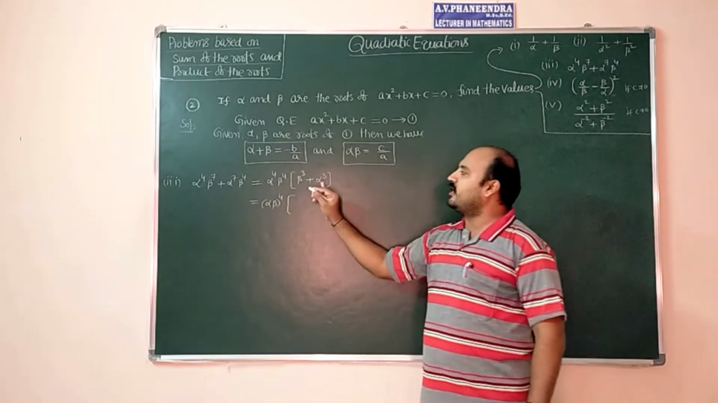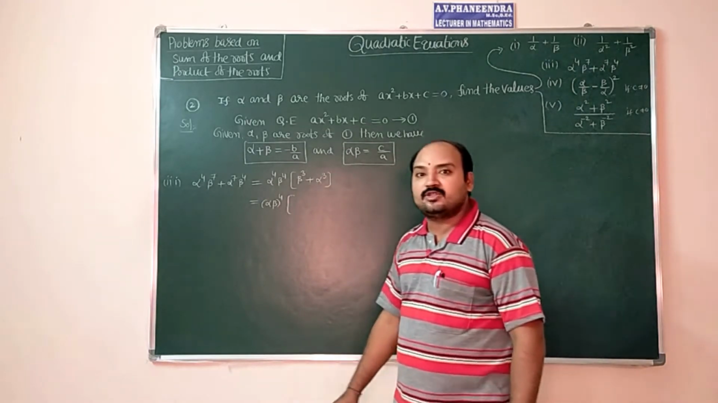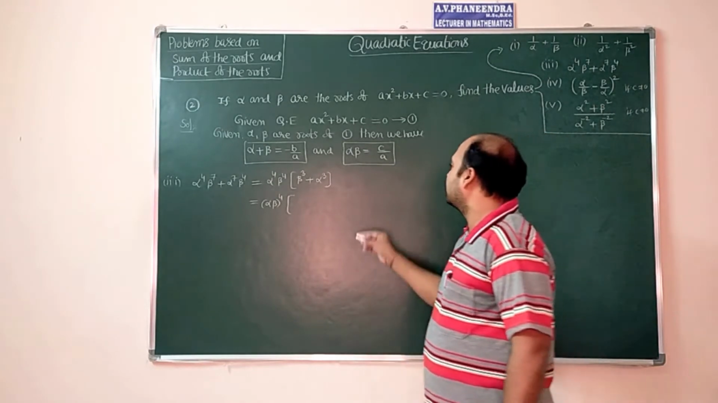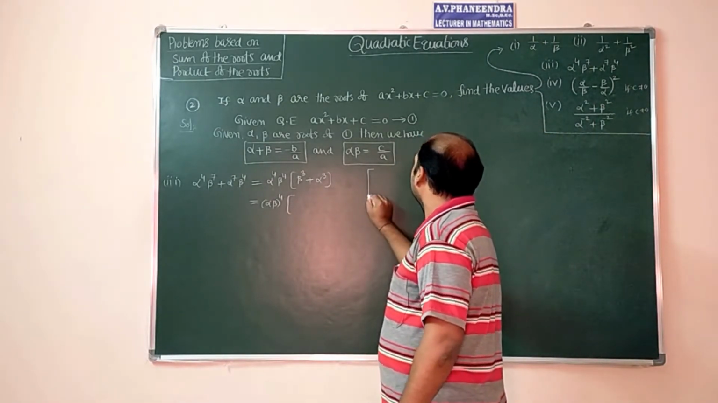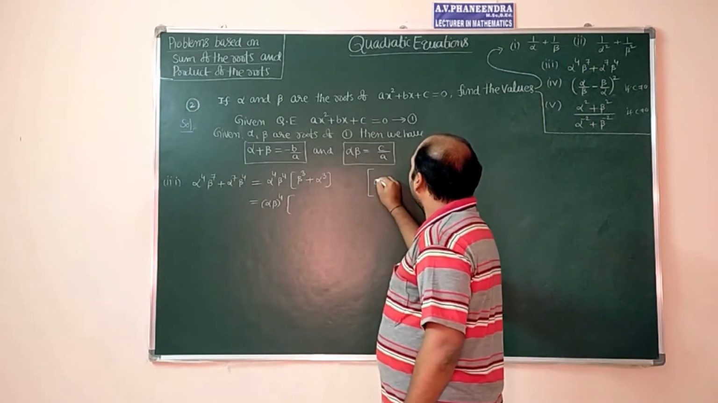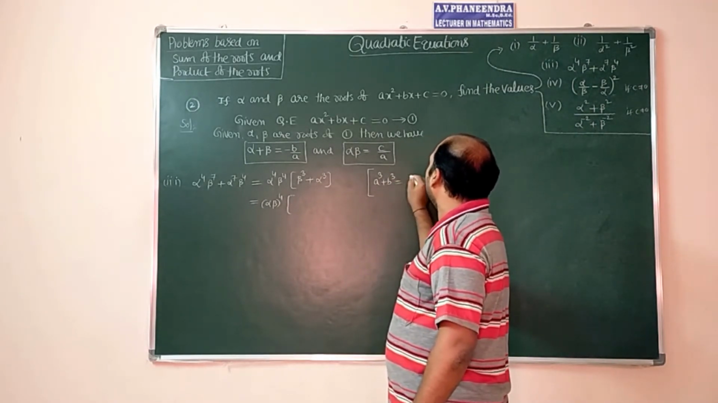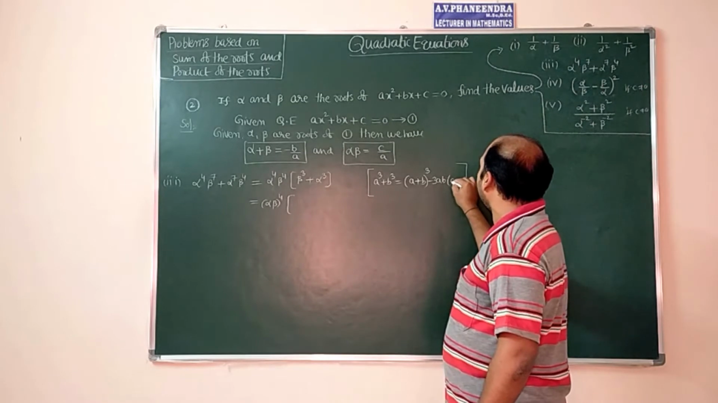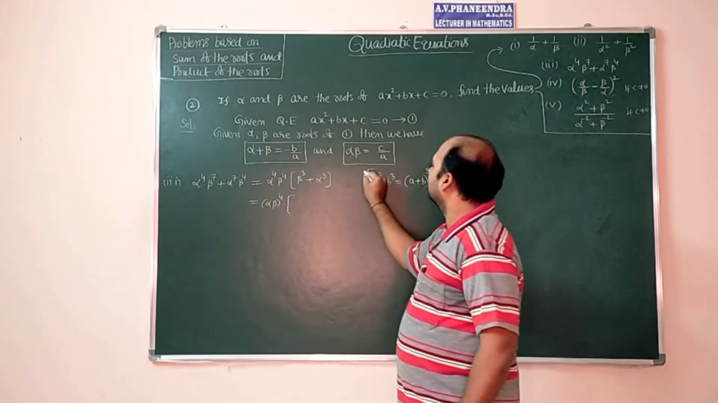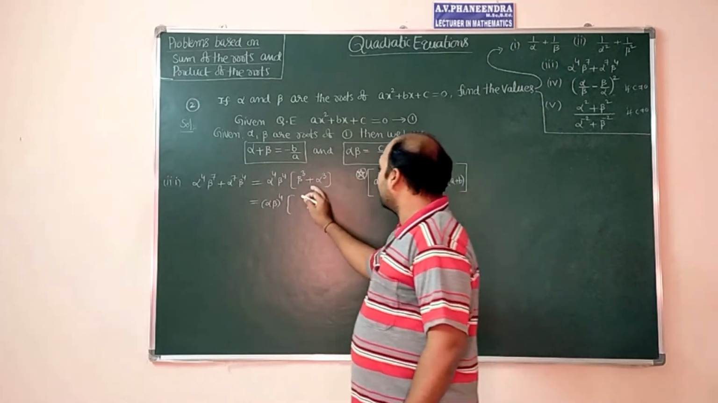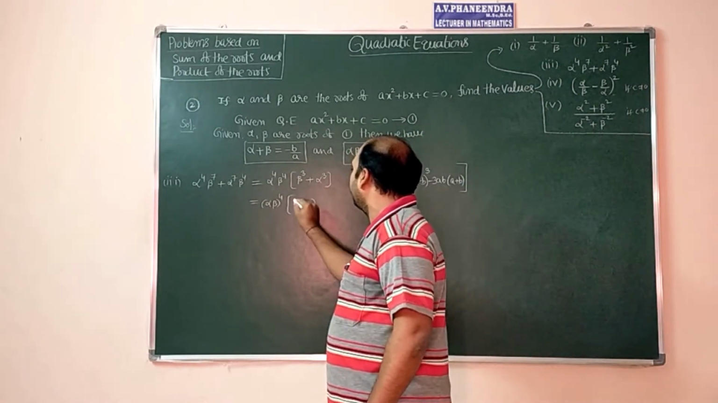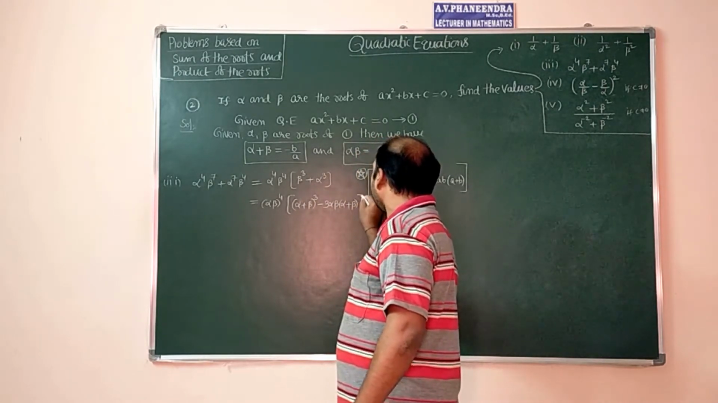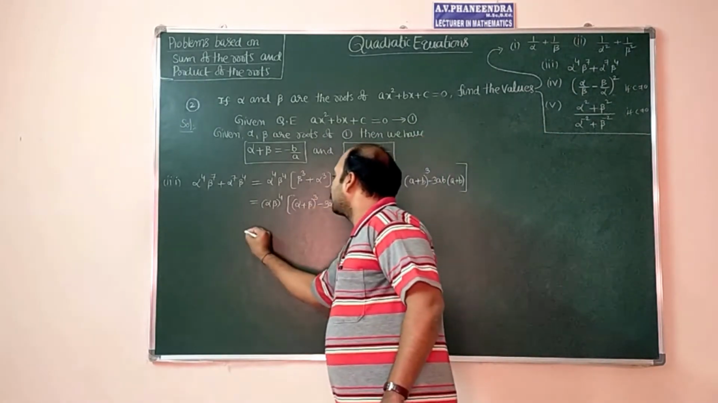And in the previous question we discussed alpha cube plus beta cube. How to write? By using the formula a cube plus b cube equal to a plus b whole cube minus 3ab into a plus b. If you want, once again I'll write: a cube plus b cube is equal to a plus b whole cube minus 3ab into a plus b. So this can be written as alpha plus beta whole cube minus 3 alpha beta into alpha plus beta. Now the respective values substitute.